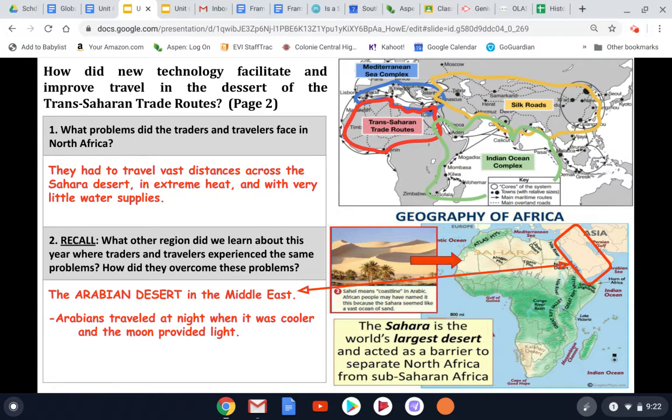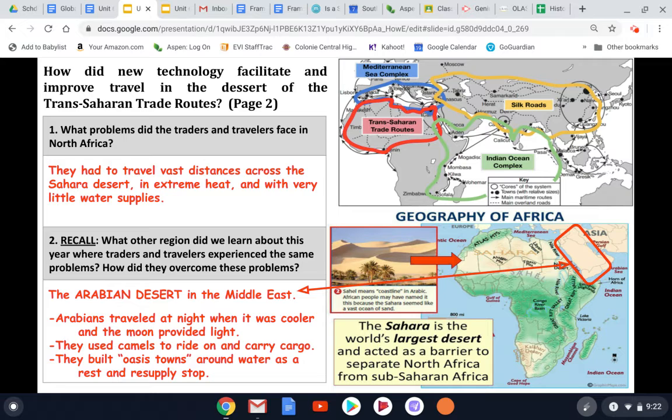we might recall the fact that they would sometimes travel at night when it was cooler, and especially when the moon was full and provided a lot of light, rather than going across the desert in the hot sun. They also used camels so that they could either ride on or pack the camels to carry their cargo.